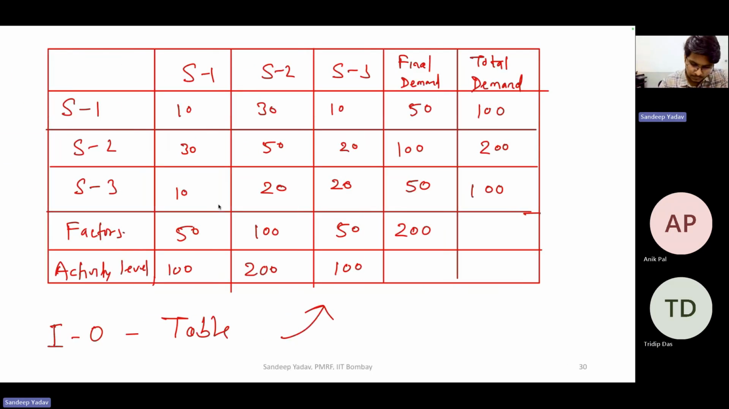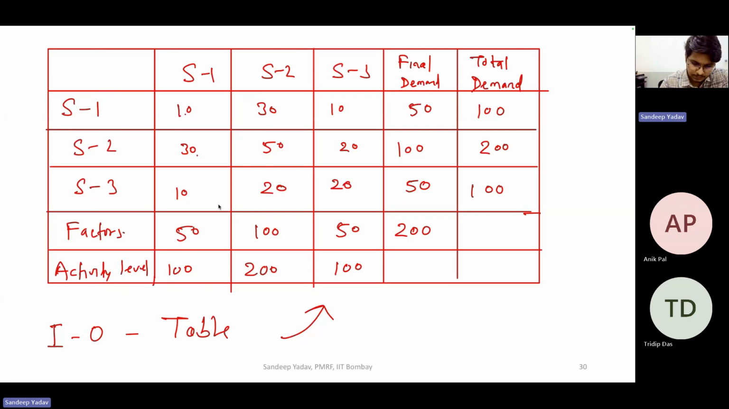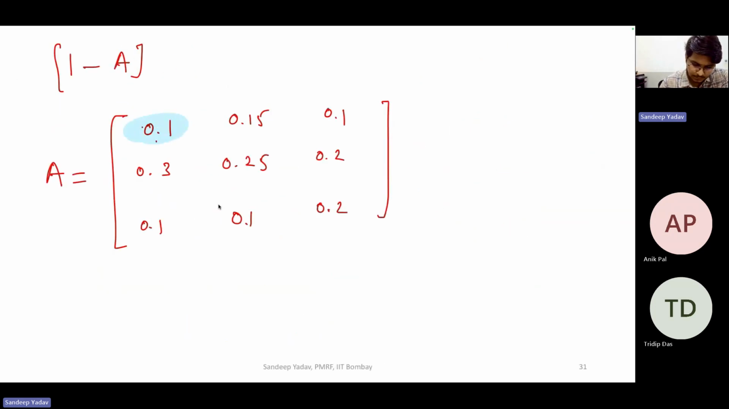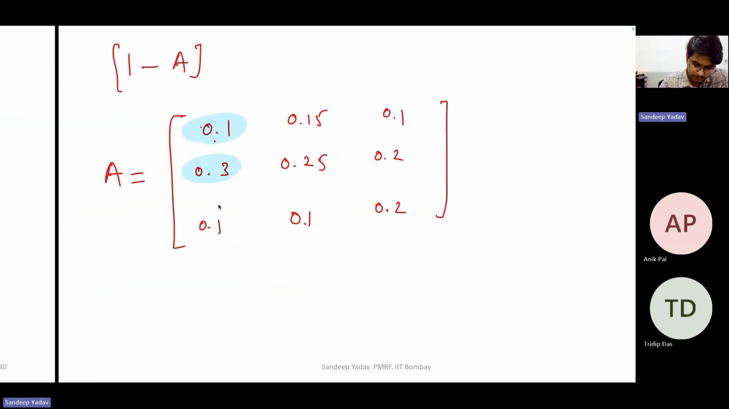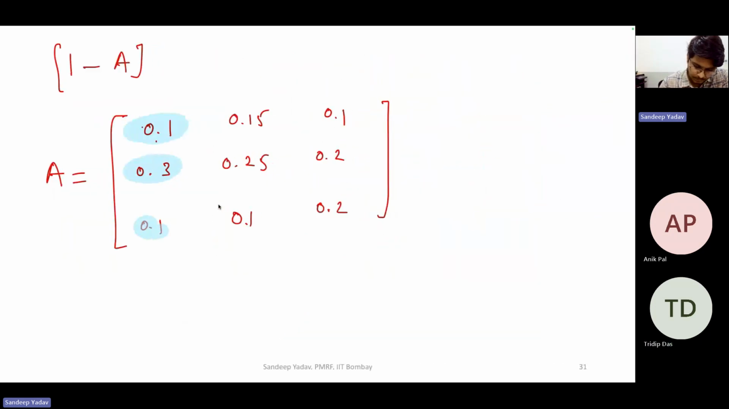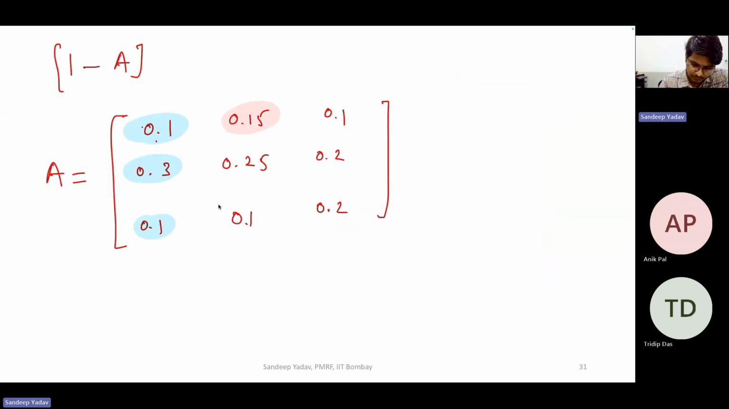So these things are coming from here. A11 would be 10 upon 100, that's 0.1, and this is 30 by 100, which is 0.3 here, and 10 by 100 again 0.1. Similarly for the other sector, 2, 30 by 200, that's 0.15, this is 2.5, 0.1, and in similar fashion we have calculated all the other entries. I hope this is clear.